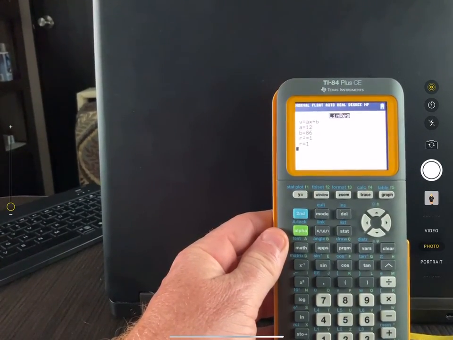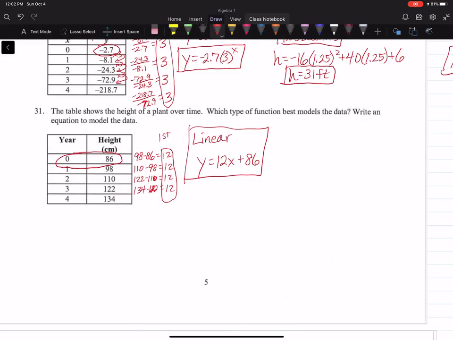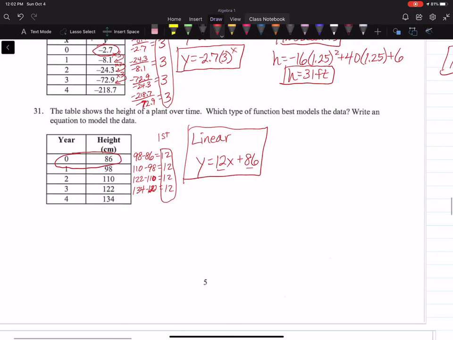Try to boost it so y'all can see that. And as you can see on my problem, a was 12 and b was 86.